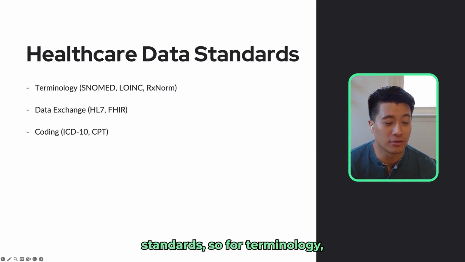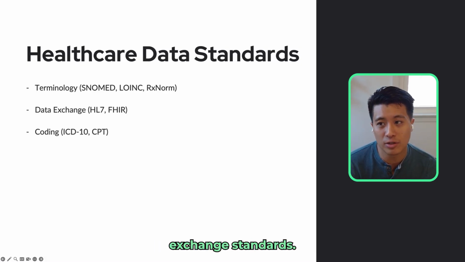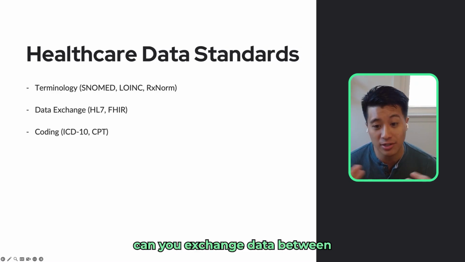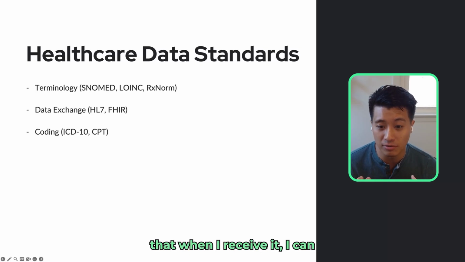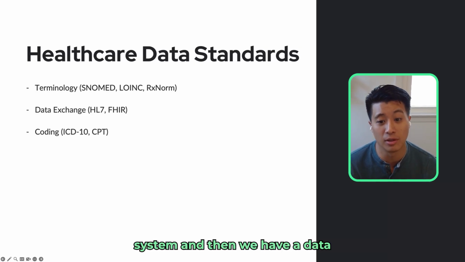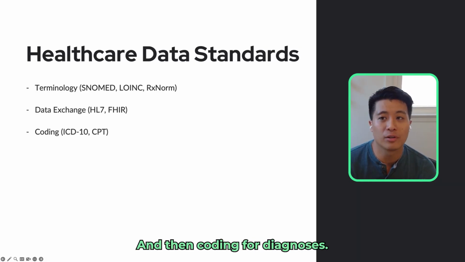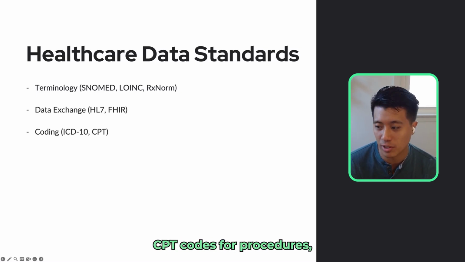There are healthcare data standards. For terminology, there's SNOMED, LOINC codes, RxNorm. RxNorm is for medications, LOINC for labs and some limited procedures. Then there's data exchange standards. How do you format your data? HL7 and FHIR standards for how you can exchange data between two different EHR systems, two different hospital systems, so that when I receive it, I can just plug and play into my system, and then we have a data system that makes sense, and I don't have to spend however many months trying to putz around with it to make sure that it works. And then coding for diagnoses, like what you might be familiar with, ICD-10 codes, and CPT codes for procedures.